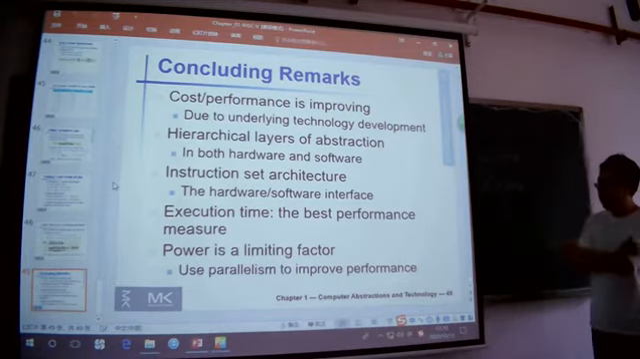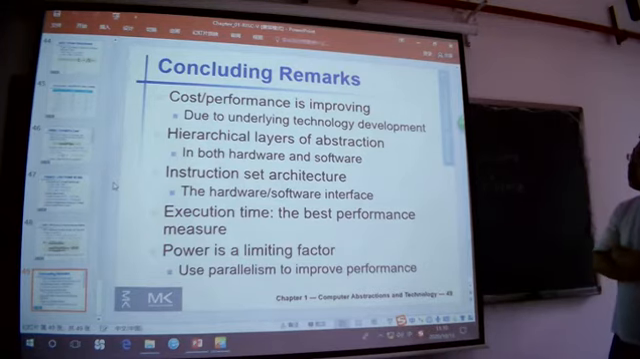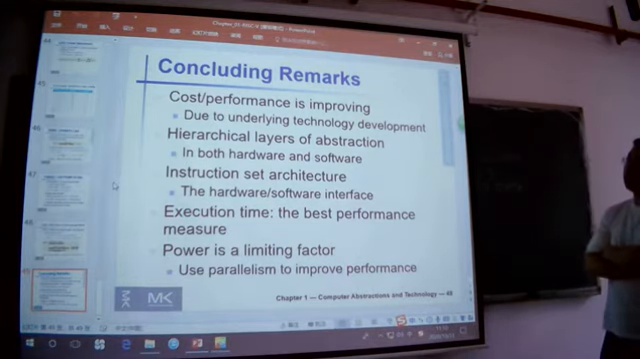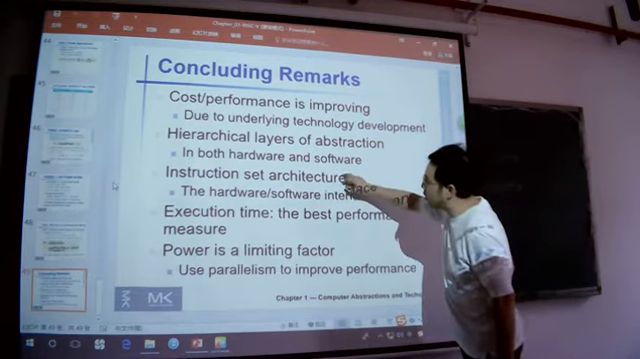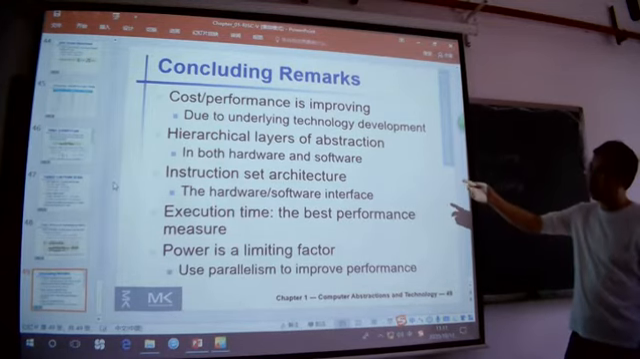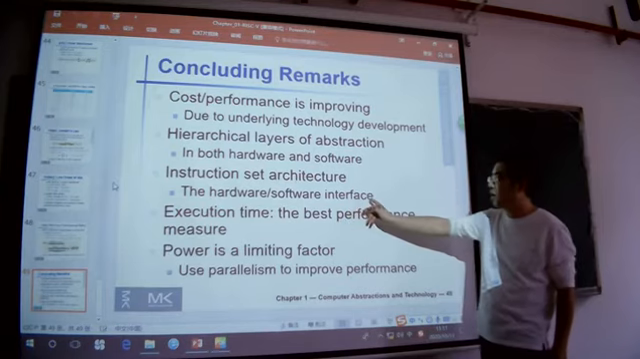Okay, this is the last PPT from the chapter 1 PPT. We can find the cost performance is improving due to underlying technology development. Improvement is very useful. Hierarchy, layers of abstraction, is the important architecture in both hardware and software. The instruction set architecture we can't change, because the instruction set architecture is in the CPU. We can't touch it. The hardware and software interface is for programming.